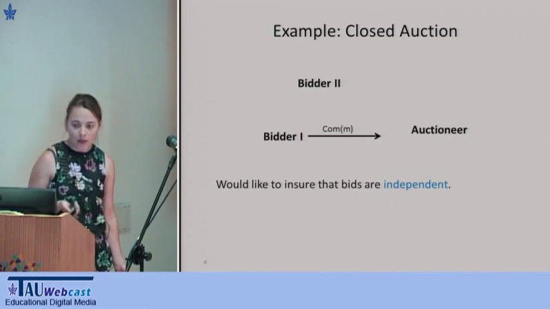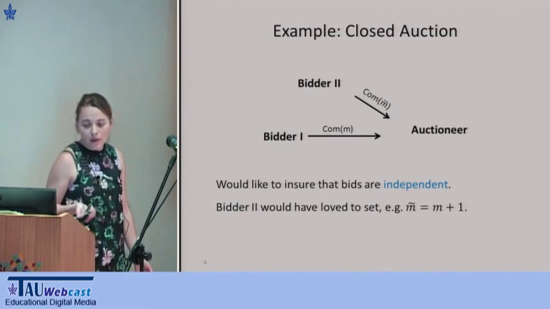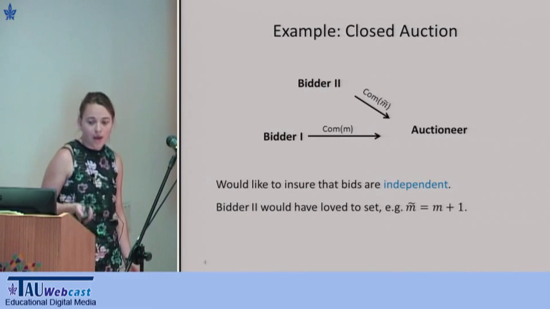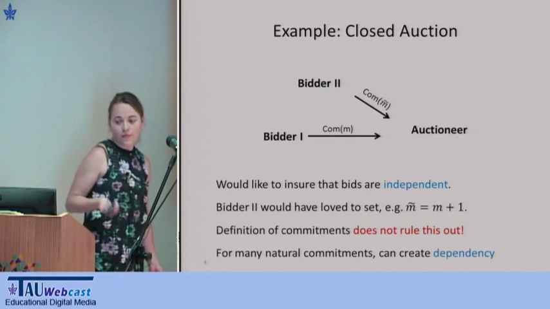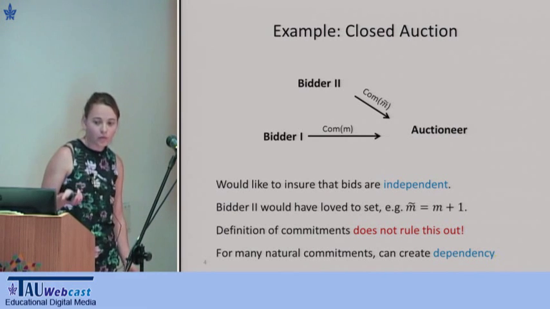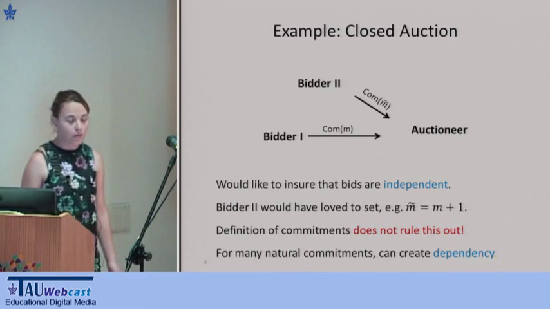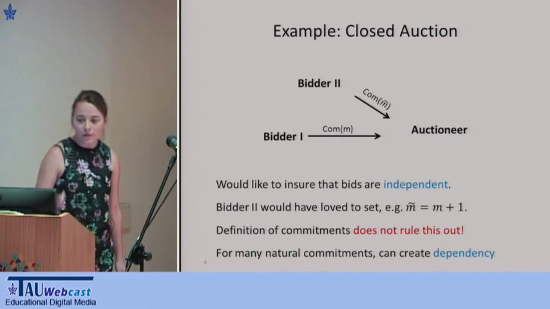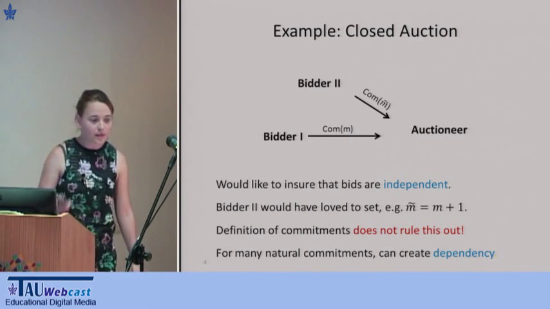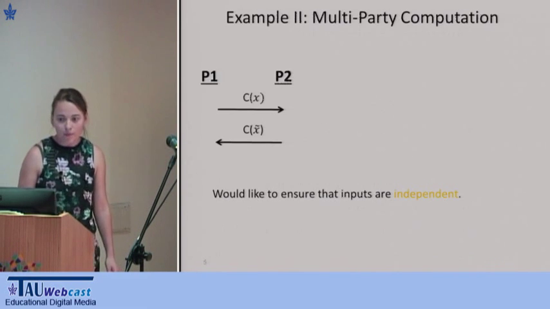So first, bidder number 1 will commit to his bid, and then bidder number 2 will do the same. We know that bidder number 2 would love to set his bid slightly higher than the bid of bidder number 1. And if we examine the definition of commitments, we will see that nothing there rules out this behavior. In fact, bidder number 2 can break the protocol without breaking hiding or binding. So for many natural commitment schemes, if we use them here, bidder number 2 will be able to create dependencies between the bids.